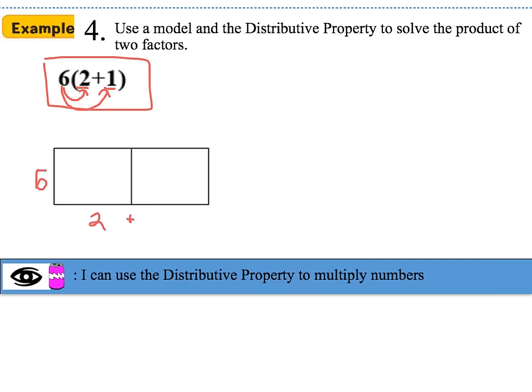This is my plus sign, and this side is worth 1. Let's go ahead and find the area of the first rectangle, which is 6 times 2, so this becomes 12. And that's the same thing as us doing 6 times 2 up here using the arrows. It's still 12.